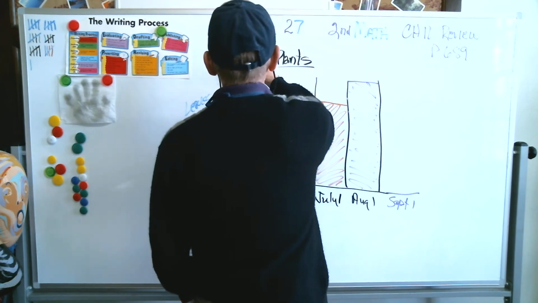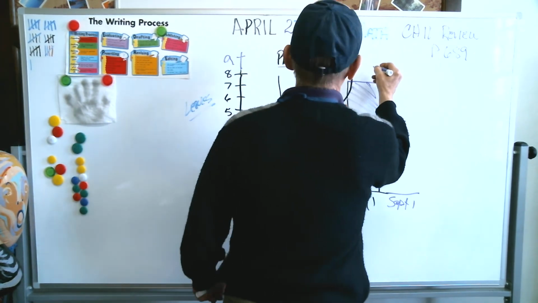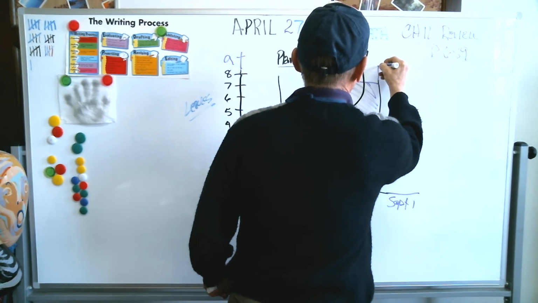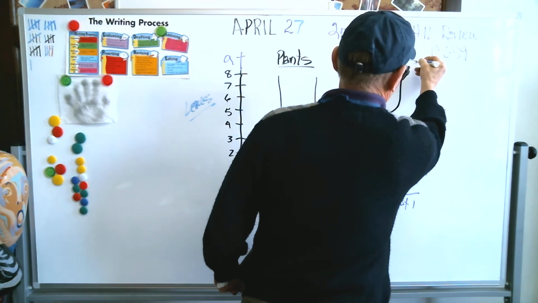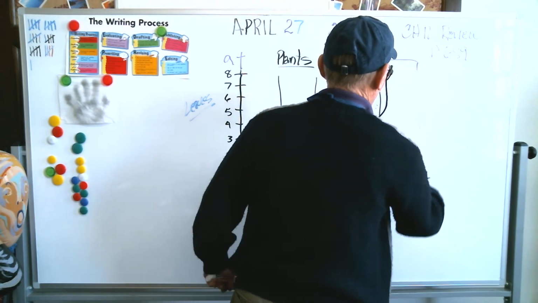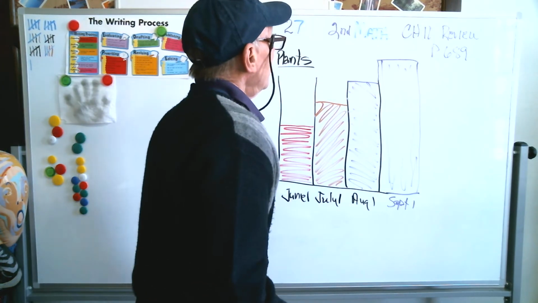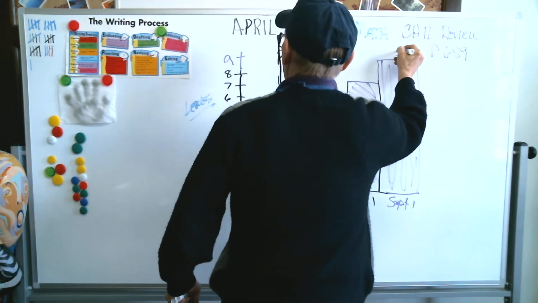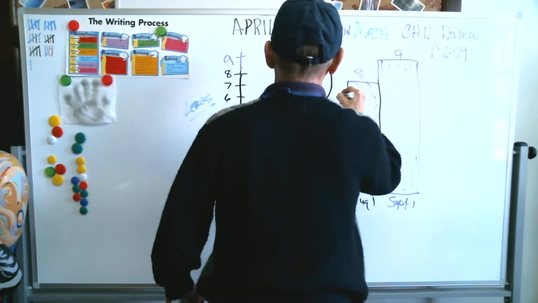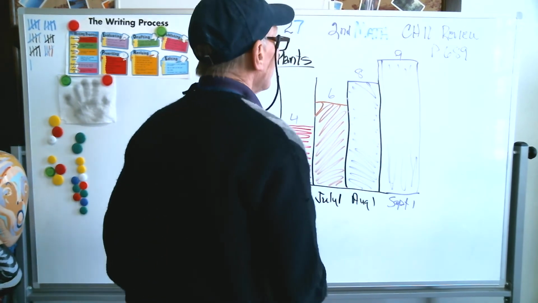And in September, it goes up to 9. So, continuing our bar, taking it over to 9. So there's our bar for September. This is at 9. This is at 8. This is at 6, 4, and 2.